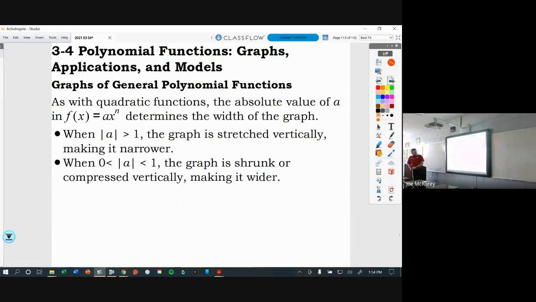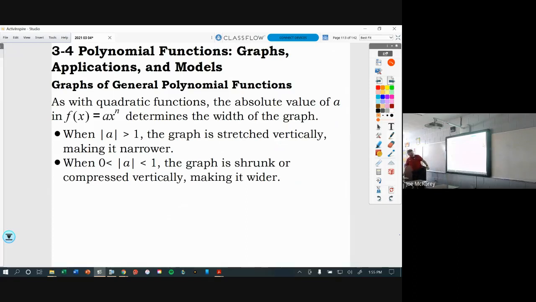Okay, graphs of general polynomial functions. As with quadratic functions, the absolute value of a determines the width of the graph. Guys, there's nothing new here for us. If a is greater than 1, what's going to happen to the graph? It stretches vertically. So if this is the origin, if a is greater than 1, it's going to stretch it this way. If a is less than -1, let's say a was -2, it's now stretching it this way because it's been reflected also. So it's a vertical stretch from the origin.